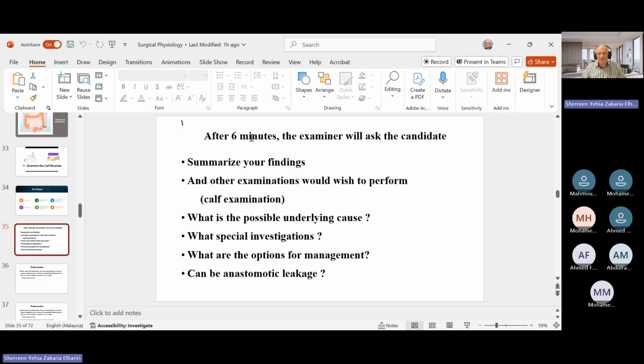So his question started after 6 minutes. Summarize the findings. If you don't do the Homan's test, the examiner asks you what other examination you would wish to perform. So I need to check the calf muscle. Okay. What is the possible underlying cause?